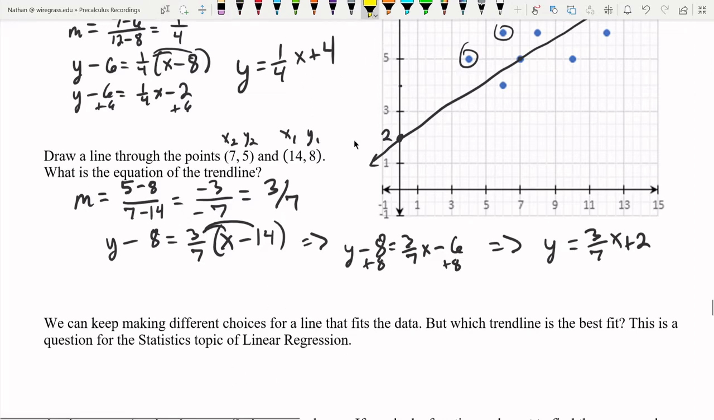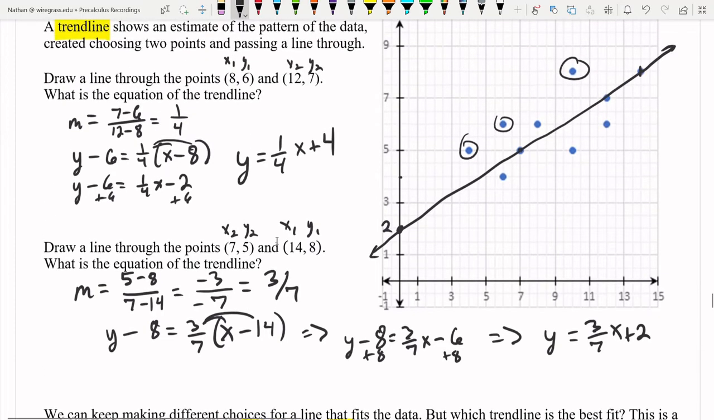Well, statisticians use what's called linear regression. It's this idea of what I was kind of looking at before, where you find the line. These are what are called residuals.